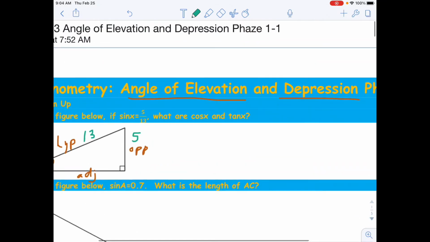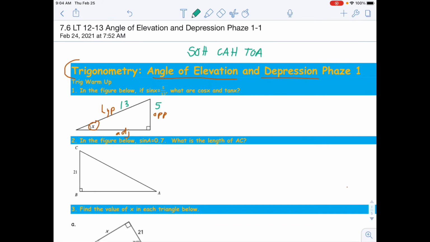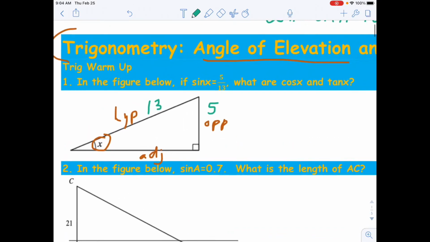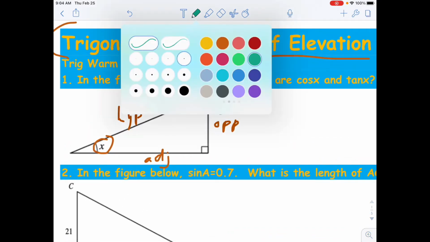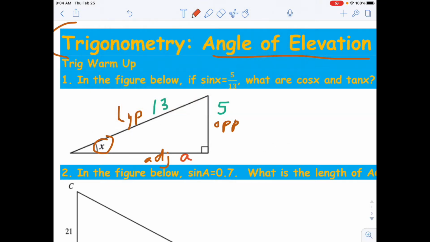Because again, maybe you've memorized it, maybe you haven't, but SOHCAHTOA is kind of our bread and butter in terms of what goes with what. SOHCAHTOA. Sine is opposite over hypotenuse. So sine of x is 5/13. What is cosine of x and tangent of x? Well, this is where we have to use the Pythagorean theorem and solve for a right here.